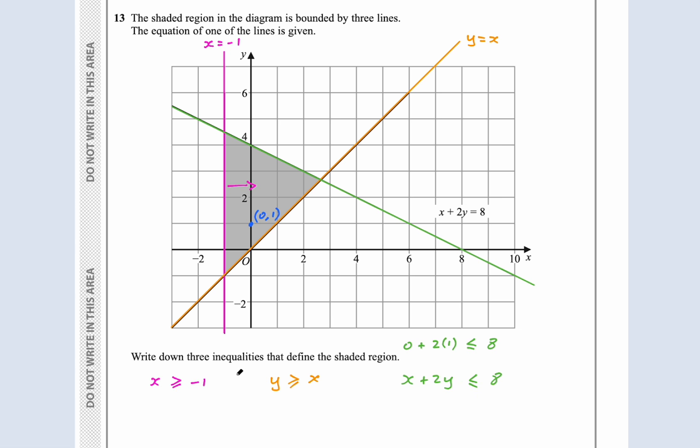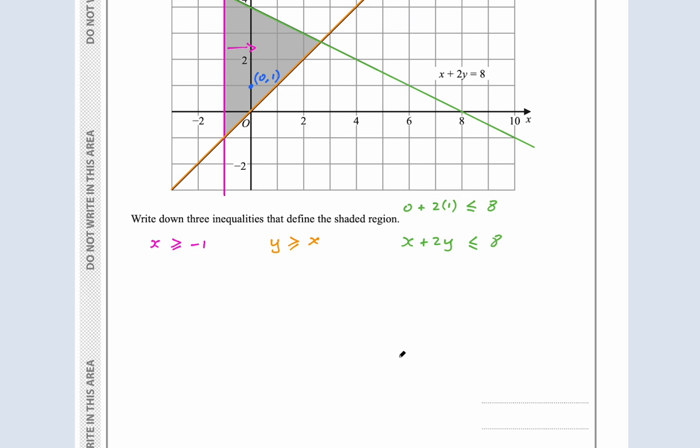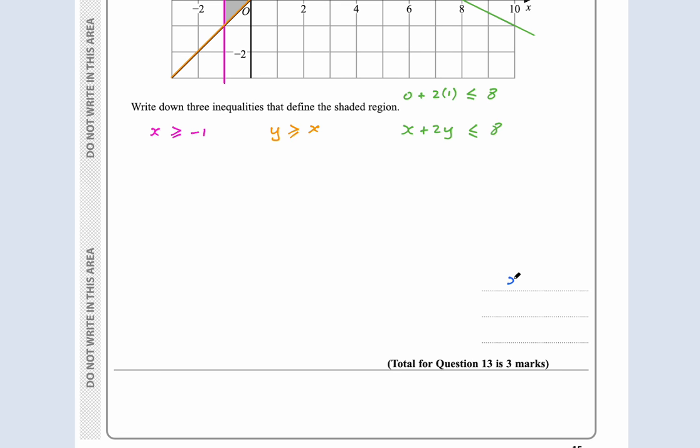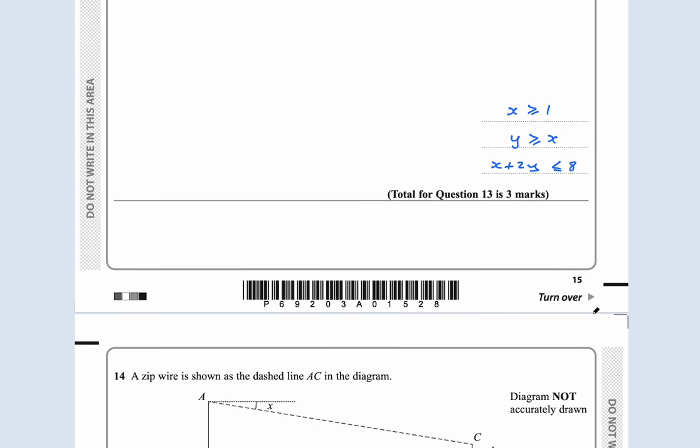So those are my 3 inequalities, and I can put them here. x is greater than or equal to 1, y is greater than or equal to x, and x plus 2y is less than or equal to 8. Okay.